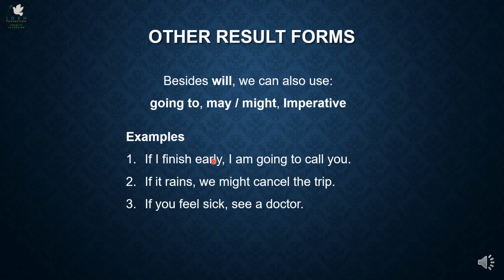If I finish early, that's the if clause. Then the result clause, the result form: if I finish early, I am going to call you. You see, instead of saying "I will call you," I say "I'm going to call you," as a use of be going to. If it rains, we might cancel the trip. I have used the modal verb. We might cancel the trip.